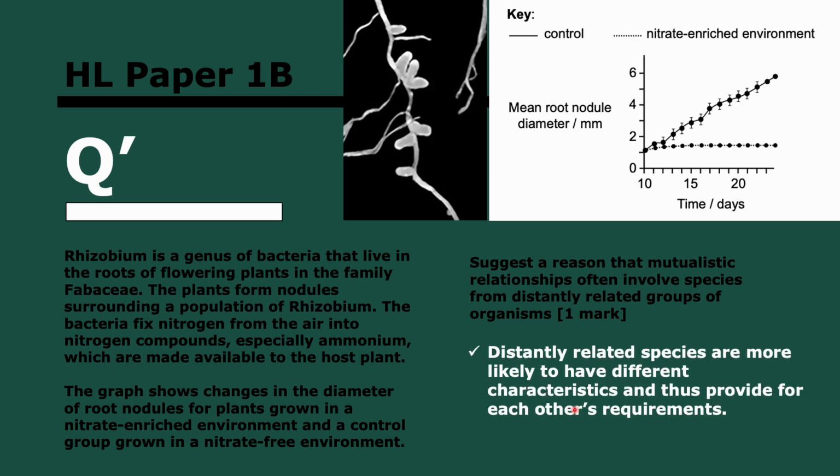So in a mutualistic relationship, both are giving something that the other cannot have by itself. So the more distantly related those organisms are, the more likely it is that they have different characteristics. That's needed, because if they're the same, then they don't need each other. So you need something that the other doesn't have and that provides for the other's requirements.